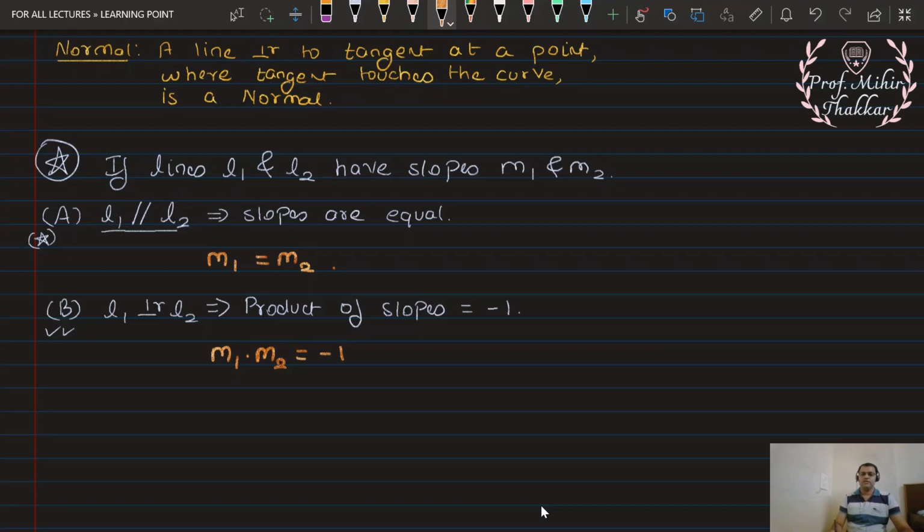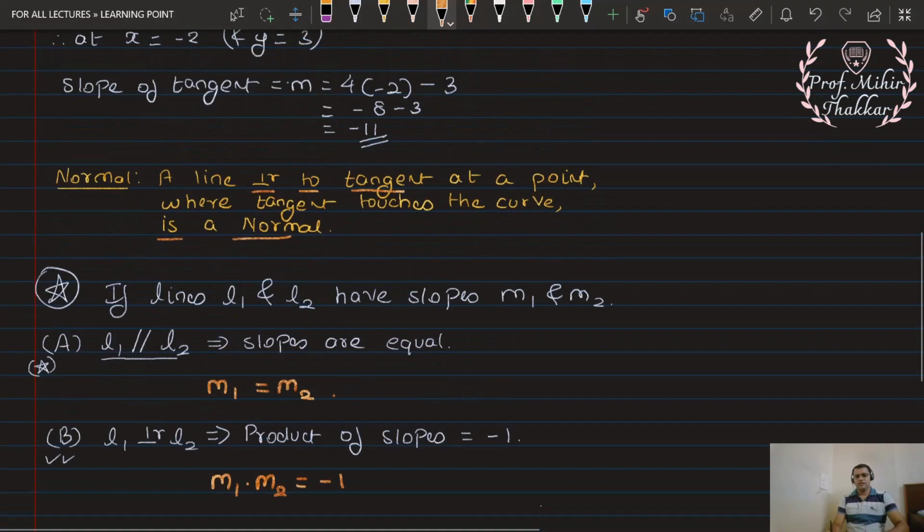So that is the way we will be able to find out the slope of the normal when the slope of the tangent is known, or if I know the slope of the normal, I would also be able to find out the slope of the tangent because the lines would be perpendicular. Now we have seen over here that the line perpendicular to the tangent at a point where the tangent touches the curve is a normal.